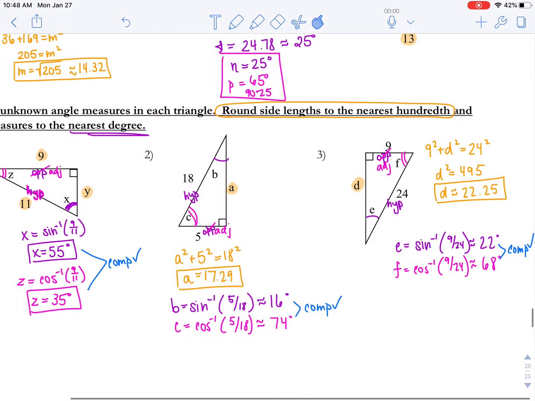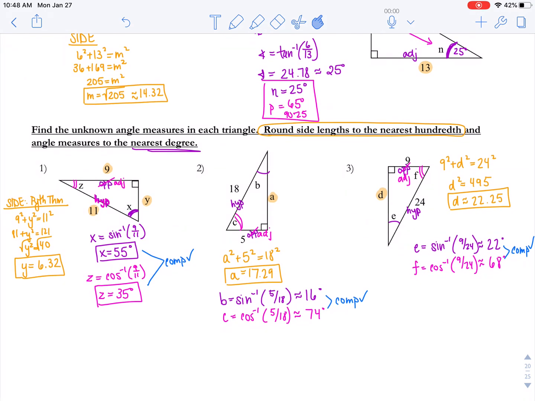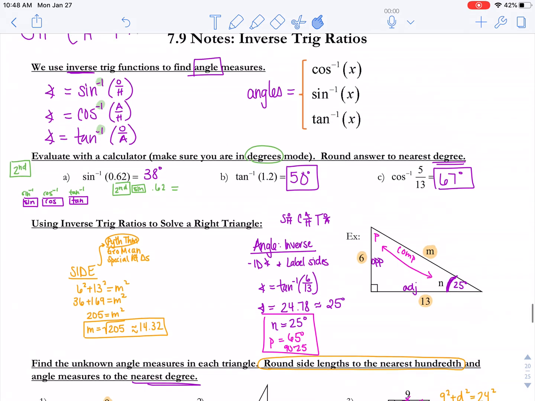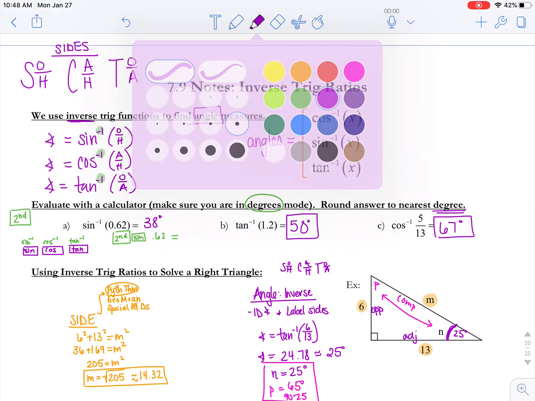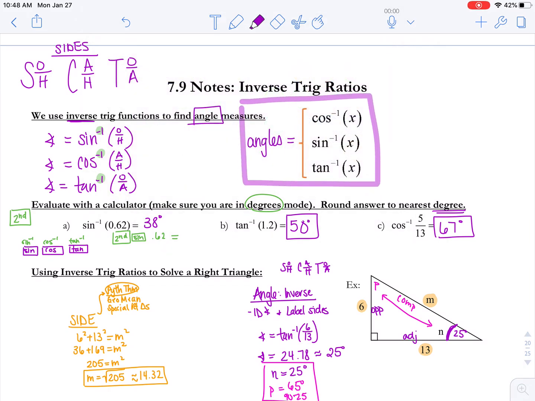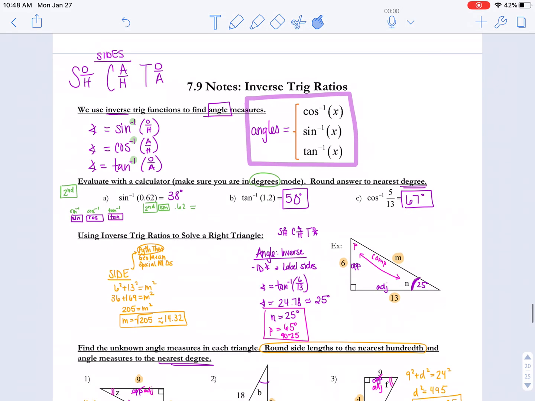All right, that's it for today. Take a look, take a screenshot of these, or take a look at the answer key on Schoology if you missed anything. But these are the notes for today. Remember, inverse trig helps us solve for angles. So we have that up here. We're going to use the inverse buttons to help us solve for angles.